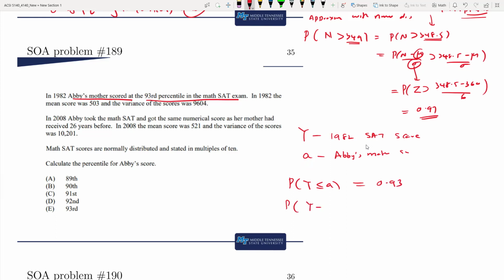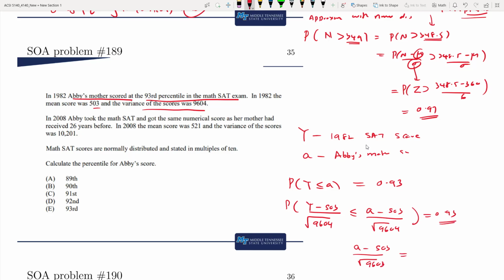So probability of y minus the mean, which was 503. The variance is that one, so we have to take the square root in order to get the standard deviation. So that means we have to take the 93rd percentile for that particular distribution. So now we can use a standard normal random variable because we standardize this. So that means this one should be equal to the 93rd percentile.